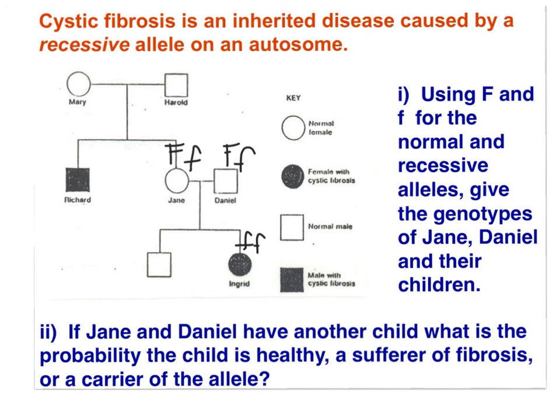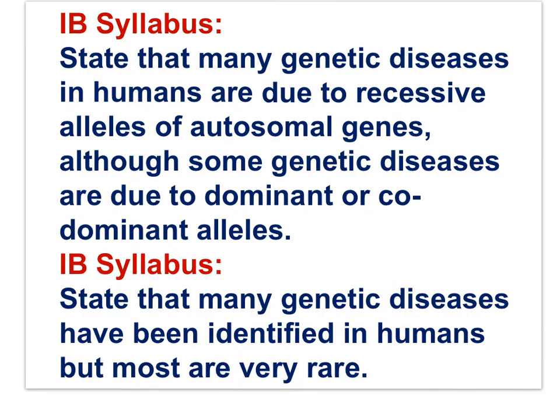As a last note, this individual, the other child of Jane and Daniel, does not have cystic fibrosis, but we do not know the second allele. Here are two relevant IB syllabus statements. State that many genetic diseases in humans are due to recessive alleles of autosomal genes, although some genetic diseases are due to dominant or codominant alleles. State that many genetic diseases have been identified in humans, but most are very rare.